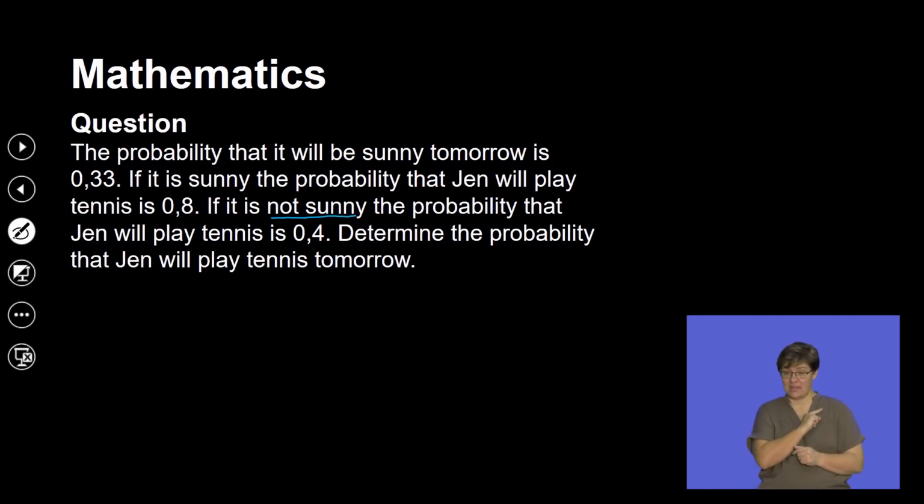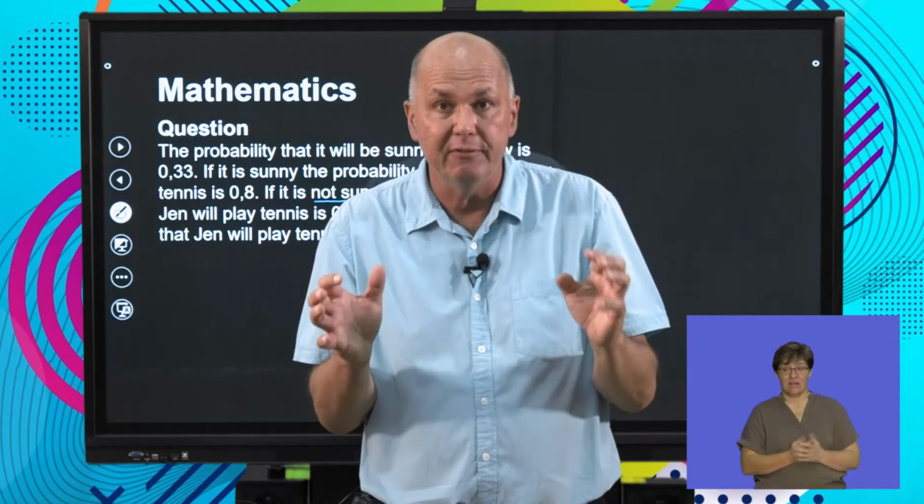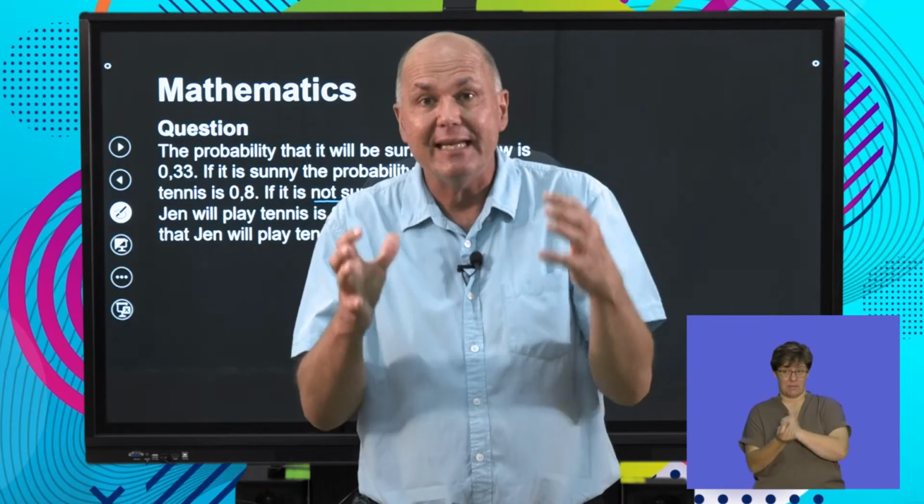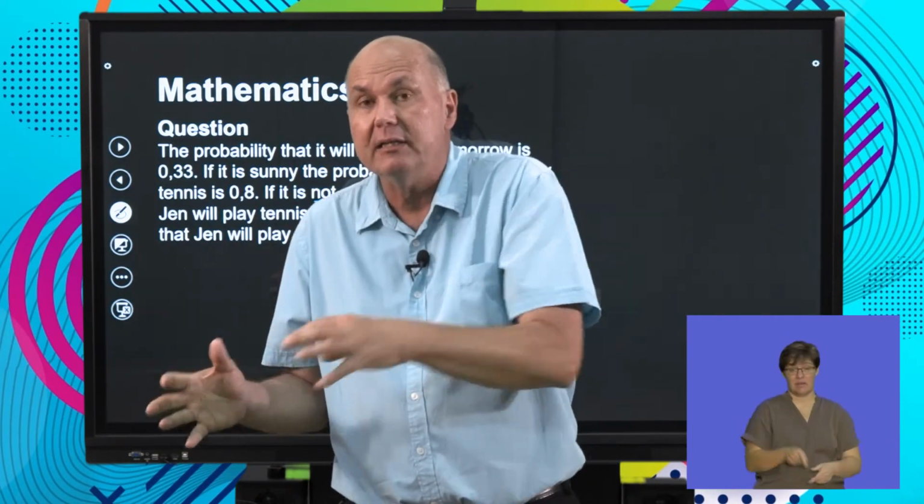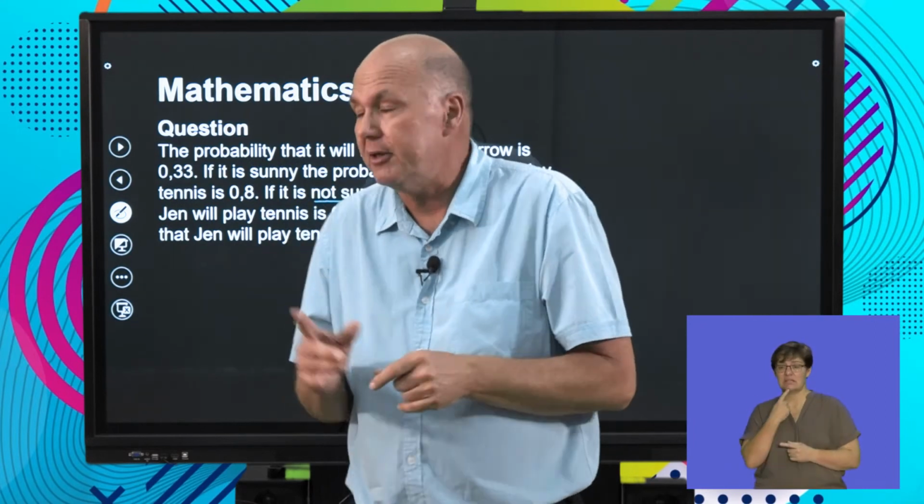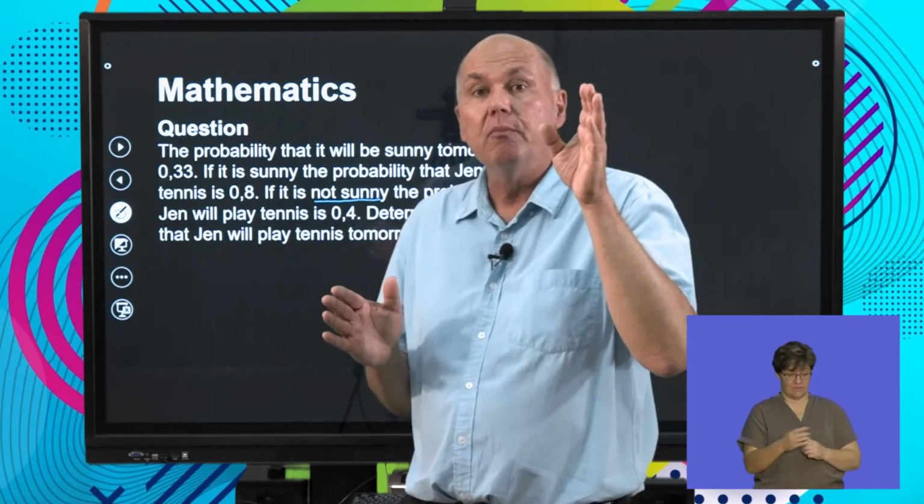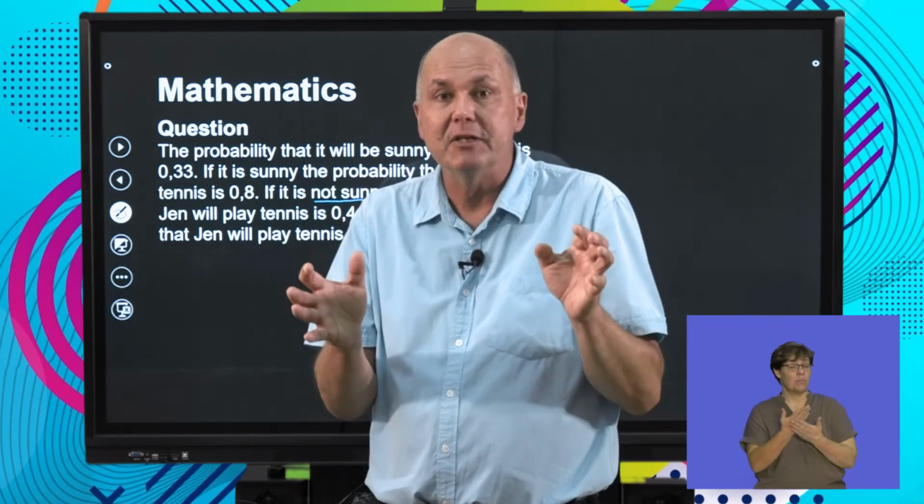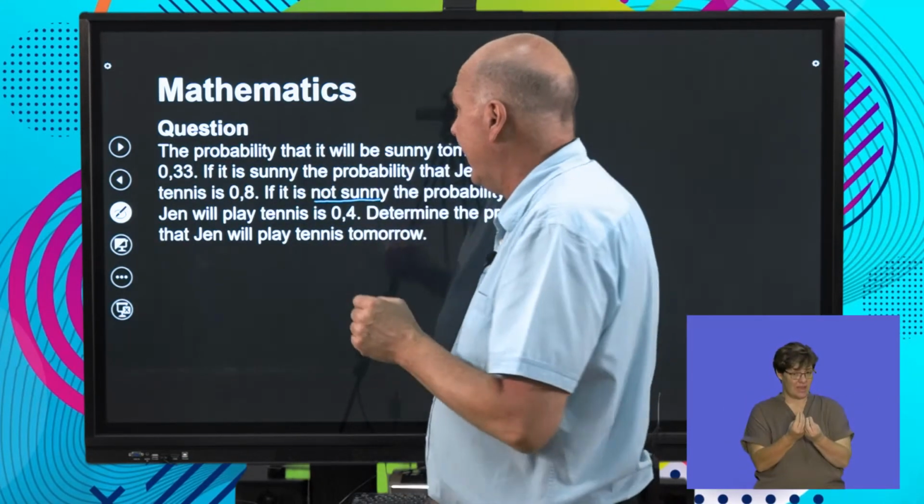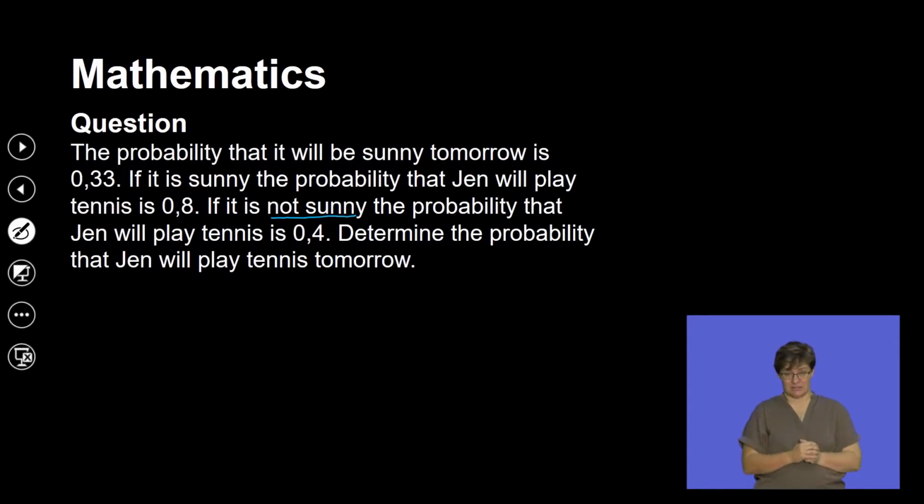When we deal with things that are not, remember, we are dealing with complementary events. When we have a set of outcomes and a set that is not in that, we say that those are complementary. These things are mutually exclusive, and so the probability of the two of them coming together will add up to one. And that we're going to see on the tree diagram very clearly.